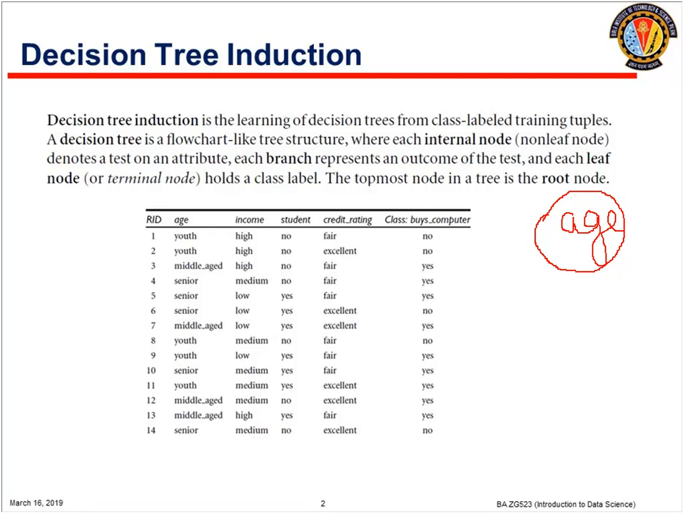Now here the age could be youth. I'm just writing y for it. Age could be middle aged, or age could be senior, old person. It could be one of the three possibilities. Now that you have made a decision, let's take the first leftmost case when the person is youth.